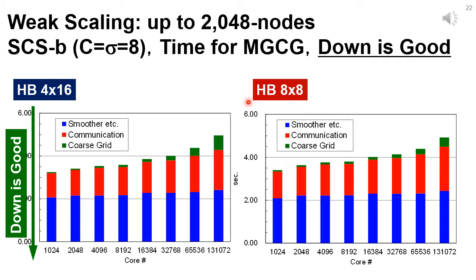Time for smoothers and MGCG solver is kept constant as the number of nodes increases, while overhead by communications and that by coarse grid solver are increasing. Overhead by coarse grid solver is more significant in hybrid 4x16, where problem size for the coarse grid solver is twice as much as that of hybrid 8x8, and only 4 cores are used for the coarse grid solver. This overhead can be removed by adopting HCGA, developed by the authors.